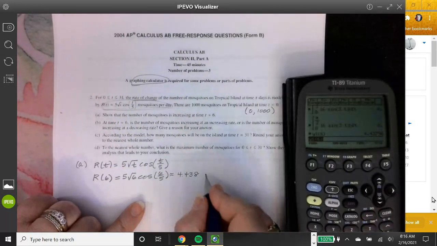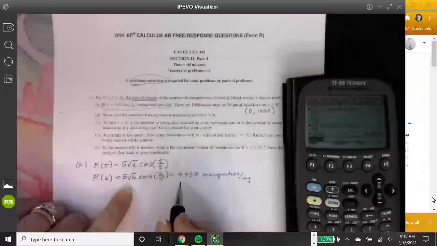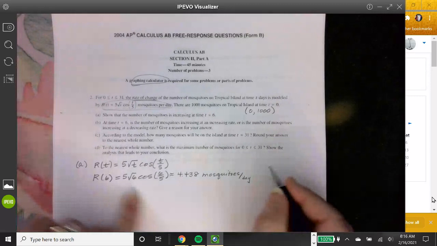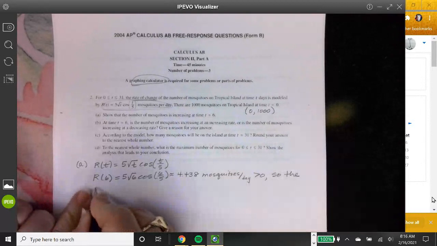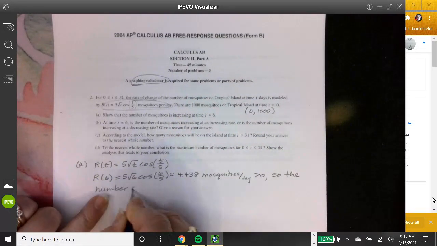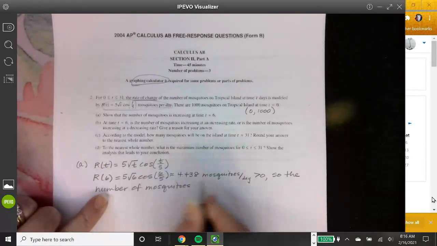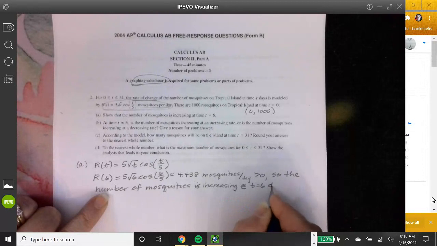Okay, this is mosquitoes per day. So if the rate of mosquitoes per day is 4.438, that's a positive number, which is greater than 0. So the number of mosquitoes is increasing at t equals 6 days.